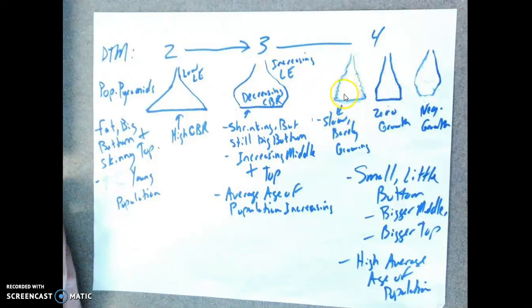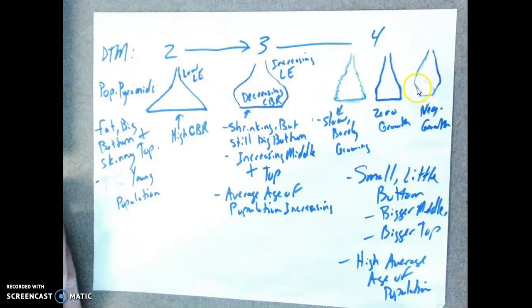Finally, here is stage 4. This is representing a slow, barely growing country. See how that's still bumping out on the bottom? This is a really small bottom, but it's bumping out on the bottom. That's representing a slow, barely growing stage 4 country. And then you see here the thicker middle and thicker top. This is representing that high life expectancy. And then here's your zero growth. You see this is sort of straight up and down at the bottom. That represents zero growth.